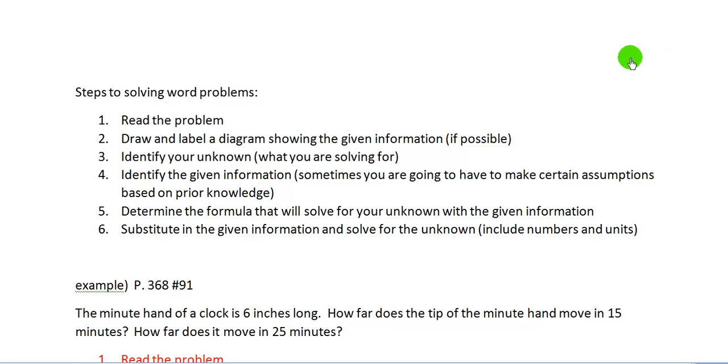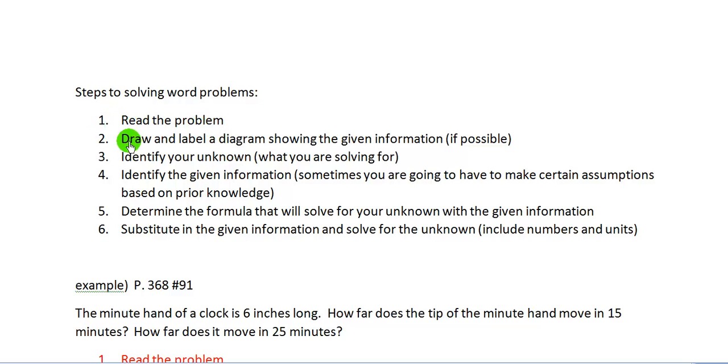I wanted to make a short tutorial on the steps to solving word problems with the current topics that we're covering with angles and angular velocity and that kind of stuff. So what I did was I wrote out some steps to solving those word problems.